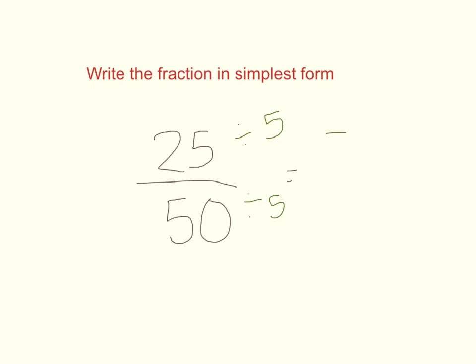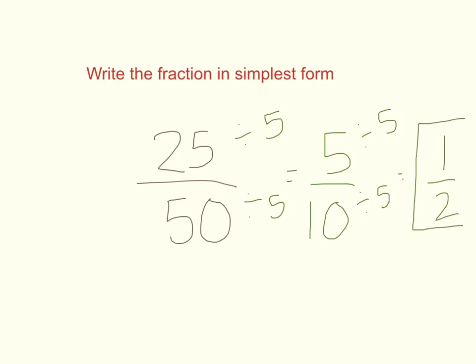25 divided by 5 is 5. 50 divided by 5 is 10. And looking at this, I can kind of see that my fraction's not simplified yet. 5/10 still has another factor that goes into both 5 and 10. And I can spot that right away because I can also keep dividing this fraction by 5. So I'm going to do it one more time to get the answer 1/2.